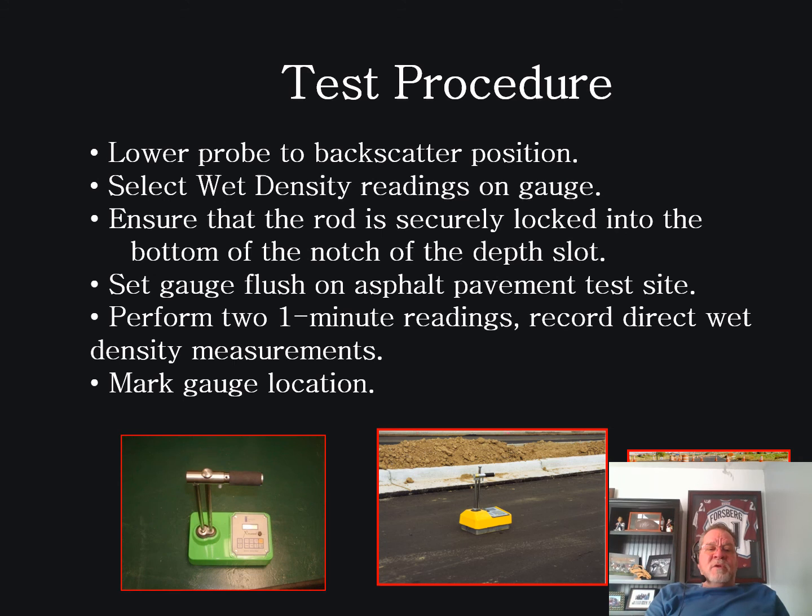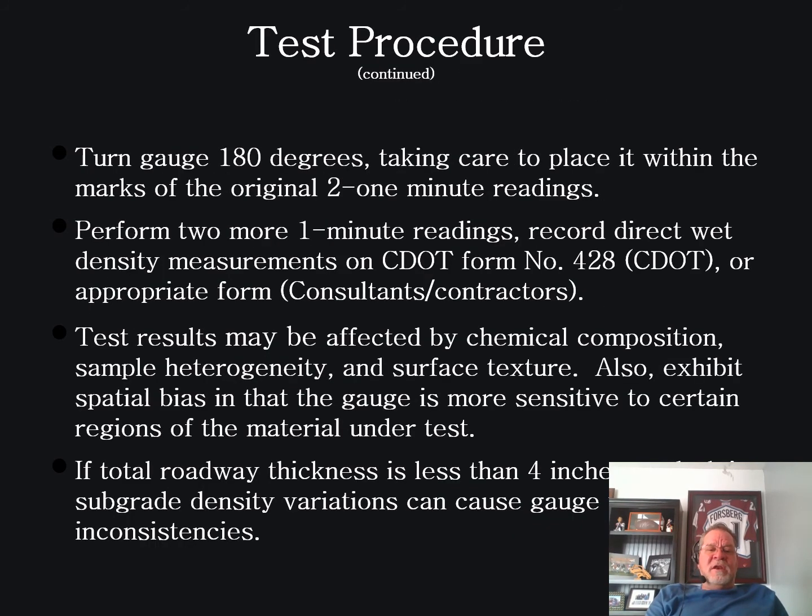Run the test by lowering the probe into the backscatter position. Select the wet density reading on the gauge. Ensure that the rod is securely locked into the bottom notch or the backscatter position. Set the gauge flush on the asphalt pavement. Perform 2 1-minute readings. Record each of those readings. Rotate the gauge 180, or mark where the gauge is sitting, then rotate it 180 degrees, taking 2 more 1-minute readings, recording all the data from each of those readings.